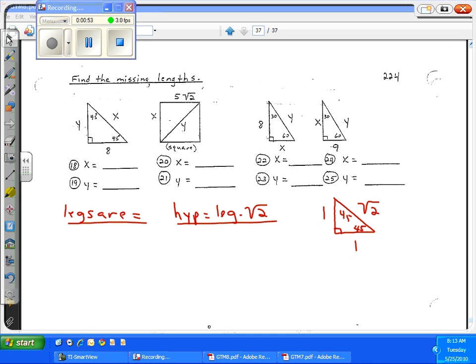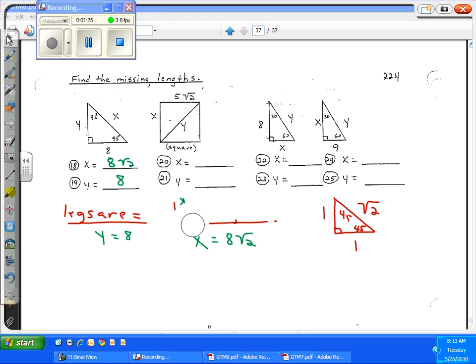Using the fact that the legs are equal, we can say that if this leg is 8, then the other leg, y, equals 8. So we found y. The length of the hypotenuse, x, is equal to the length of the leg, 8, times the square root of 2. And so x is 8 square roots of 2. Well, that was pretty simple. So using the formulas was pretty simple.